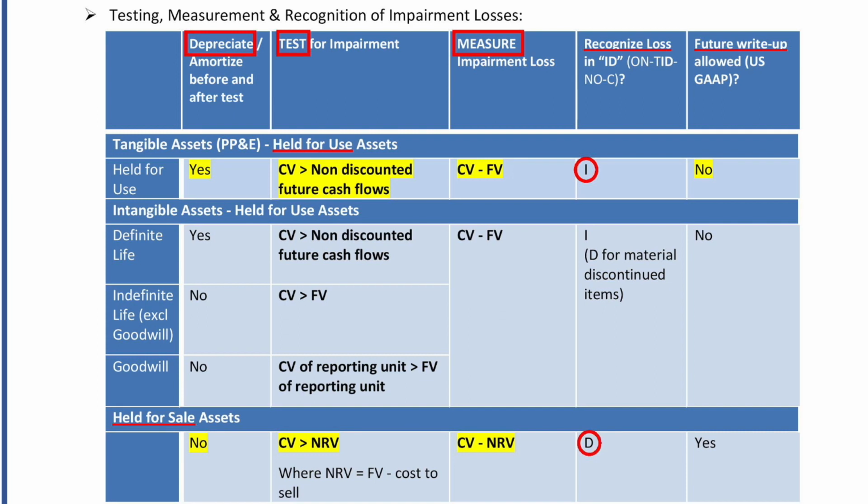Next, let's talk about future write-ups or reversal of impairment losses for held for sale assets. Now, this is something that we covered back in FAR 1. We discussed that under US GAAP, reversal of impairment losses is allowed for held for sale assets. So highlight yes.